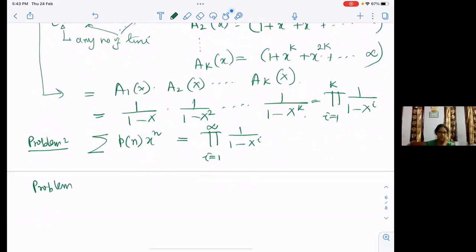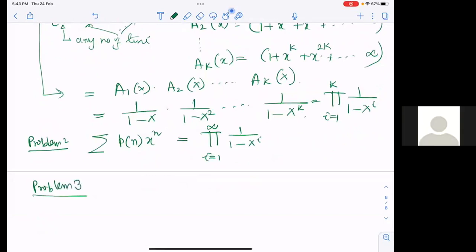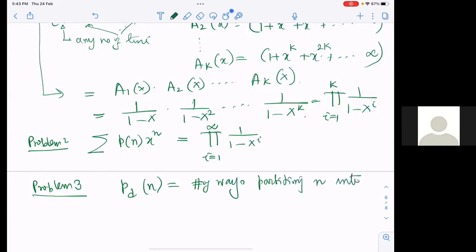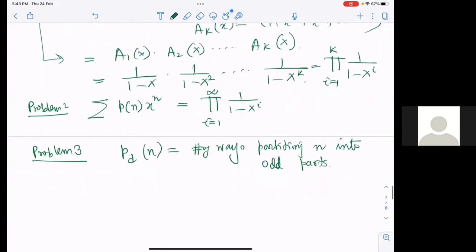Okay, so good. Problem 3. Problem 3 is this number, p_O(n). It means the number of ways of partitioning n into odd parts. Odd part means all the components that you are using are odd numbers. For example, in the partition of n, you are not supposed to use 2. All you can use is 1, 3, 5, these odd numbers. And we want to compute the algebraic expression for this.